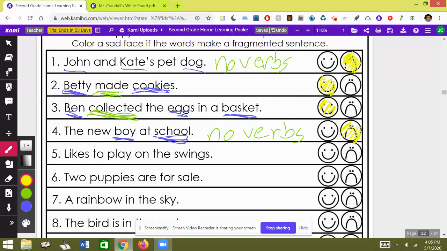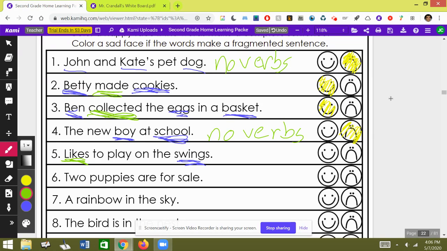Likes to play on the swings. Let's see. Ooh, now this one sort of changes the rules a little bit. Swings is a noun, and likes to play is a verb. The problem is there's no noun that is doing this thing right here. There is nothing that is liking to play on the swings. There's no boy who likes to play on the swings. There's no girl. There's no fish. There's no robot. There's no monster.